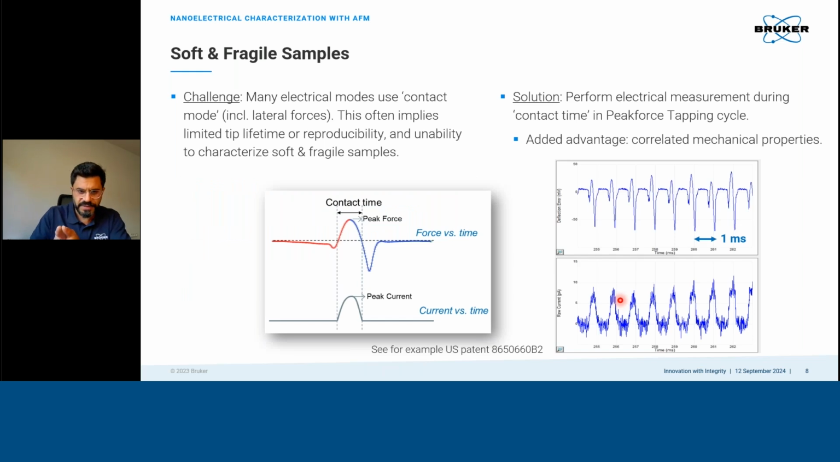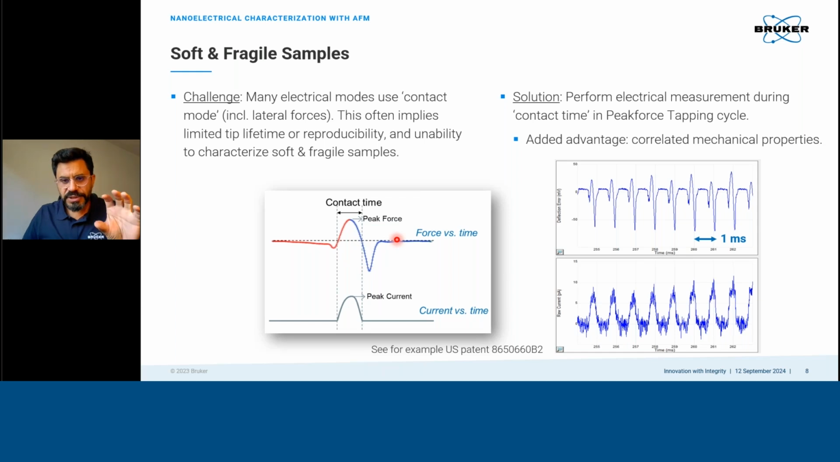Now, the solution for that is actually to switch to the PeakForce Tapping method of measuring, which is based on continuous force-curve-like operation, where the tip intermittently touches the surface during a certain time. As you can see on these graphs, we see the force versus time, which means that at the beginning the tip is not touching the surface. It's away. It comes close to the surface, touches it for a certain time. So that's the contact time, and then it moves away from the surface.